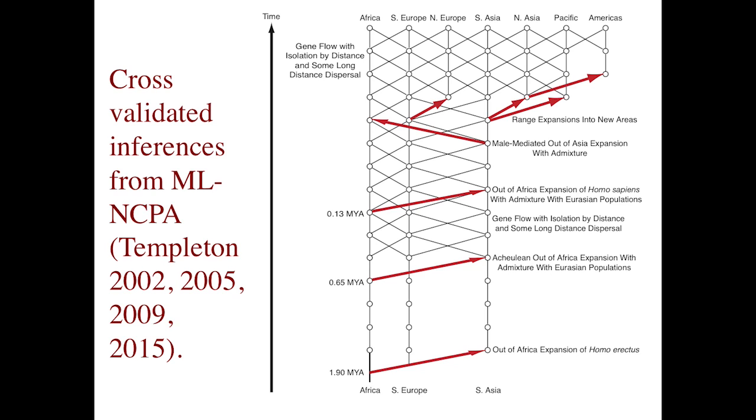So, for example, at 1.9 million years, we have an expansion out of Africa into Eurasia. And this corresponds in the fossil record to the first expansion of humans of the genus Homo out of Africa into Eurasia, which was dated, now the oldest fossil is 1.85 million years. So it really corresponds beautifully to that.